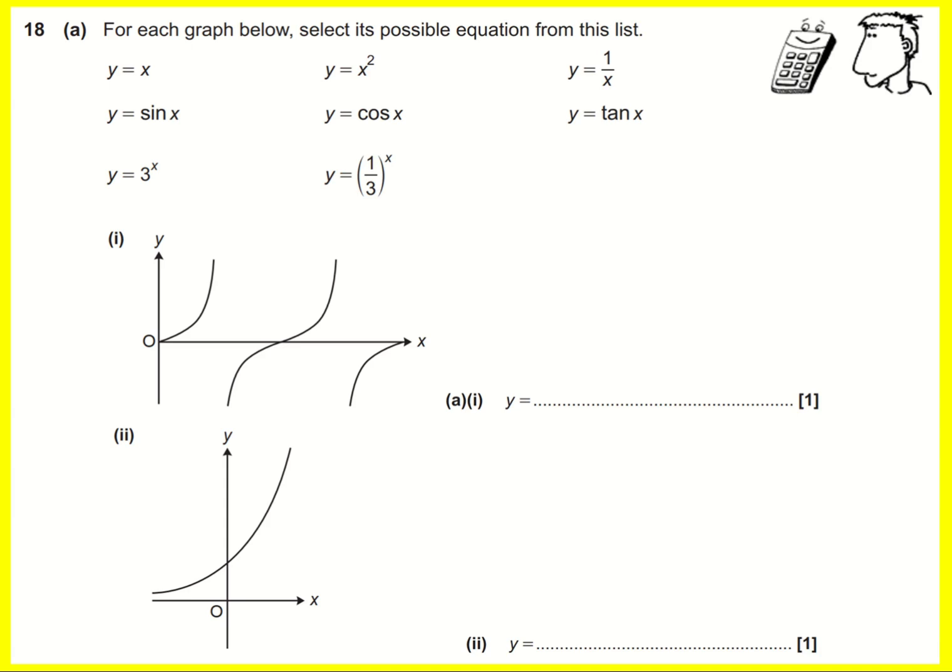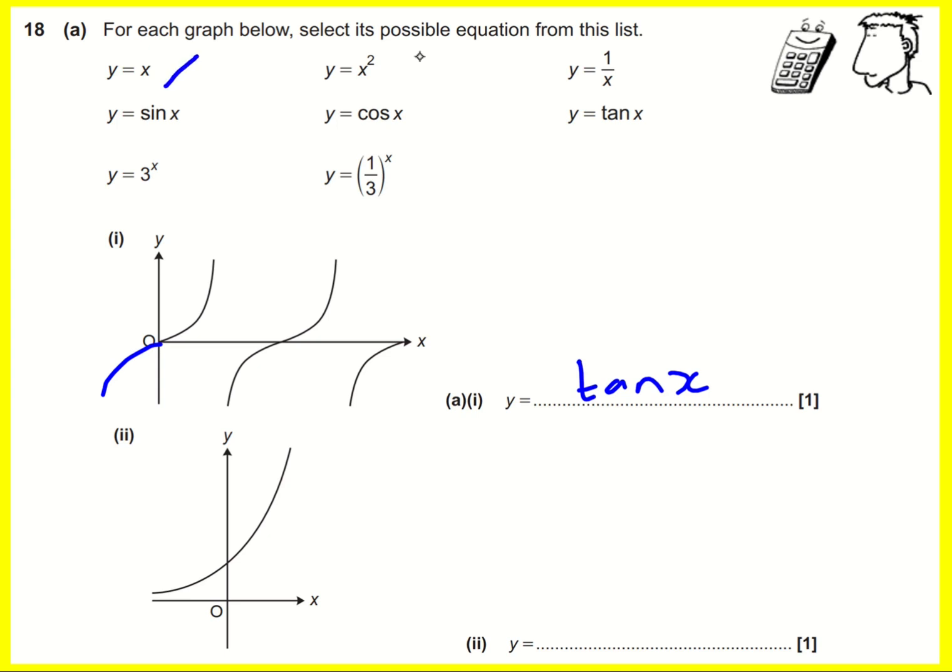We're being asked here to identify the graphs, but we're given some options, which is very nice. Now, this is your tan graph, this first one. And if you don't recognize it, it's sort of a process of elimination. I suppose I'm going to go through these.